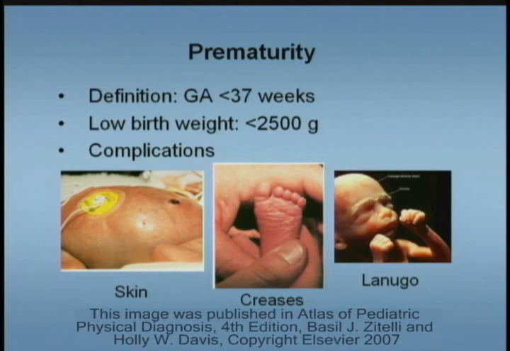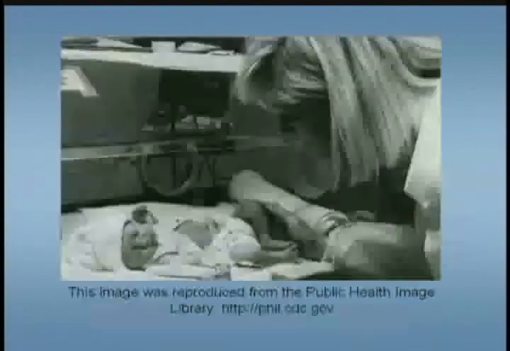Also the ears tend to be less cartilaginous and they don't flip back and forth as much, and when you bend the ear it doesn't snap back as easily. And another thing that you can see on this picture is the lanugo, and that's that little baby peach fuzz that you see. Babies that are preterm tend to have more lanugo. As they get closer to term, they start to lose that peach fuzz and have less and less of it. So that's another characteristic that we use to estimate gestational age.